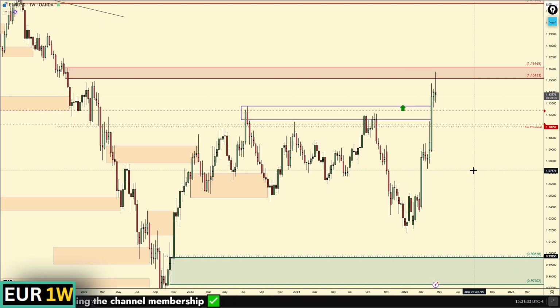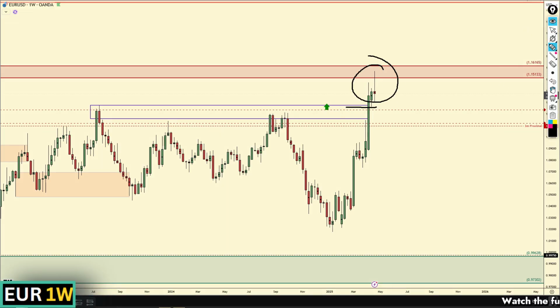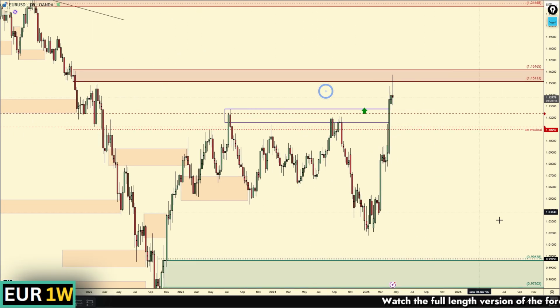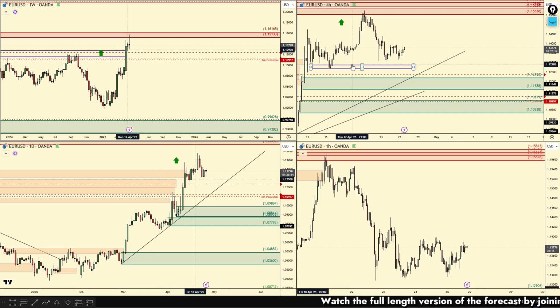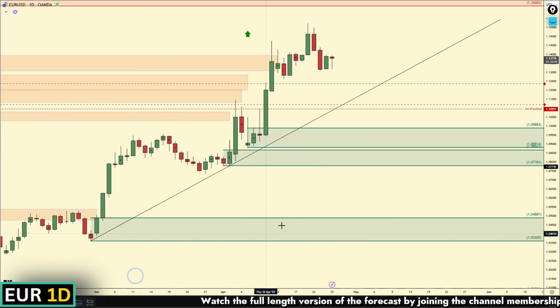On to the forecast for the Euro US dollar. As you can see, a couple weeks ago, we did target the liquidity above, and we are reacting off of a previous supply zone on the weekly chart that was fresh from back here. Not really a supply zone I would have been trading at, in my opinion. It's just kind of a random zone. So how do we trade the Euro US dollar at this point?